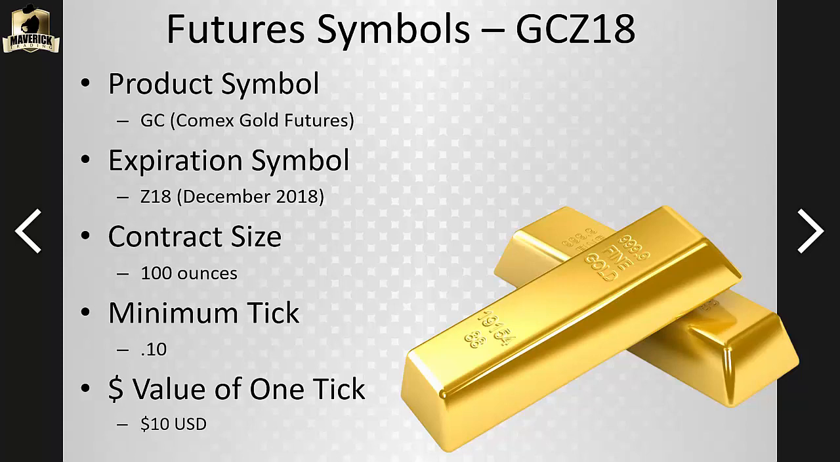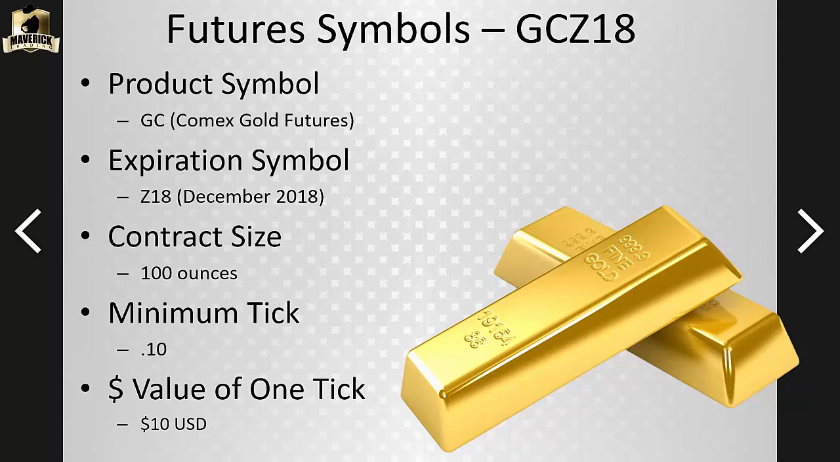So if you wanted to take a look at what this future was doing, you would simply look at the GCZ18. And again, you can chart it. It looks just the same as a stock on a chart. It trades just the same. Remember, a stock chart is simply a visual picture of supply and demand. That's all you're looking at. All right, the contract size of the GC is 100 ounces of gold. All right, so 100 ounces of gold.